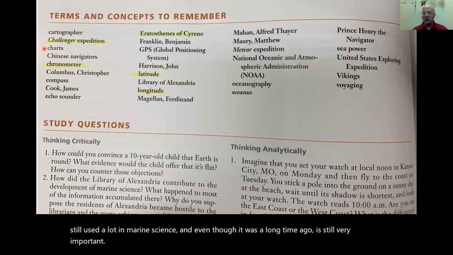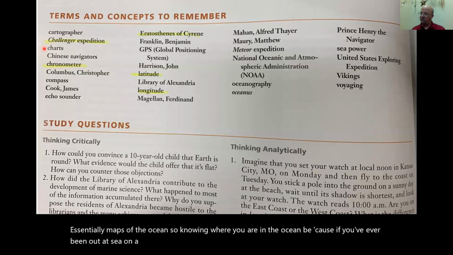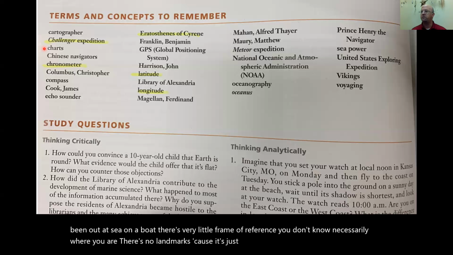The next term is charts. Charts are, in this definition, essentially maps of the ocean. So knowing where you are in the ocean, because if you've ever been out at sea on a boat, there's very little frame of reference. You don't know necessarily where you are. There's no landmarks because it's just blue water everywhere. So charts are very important.